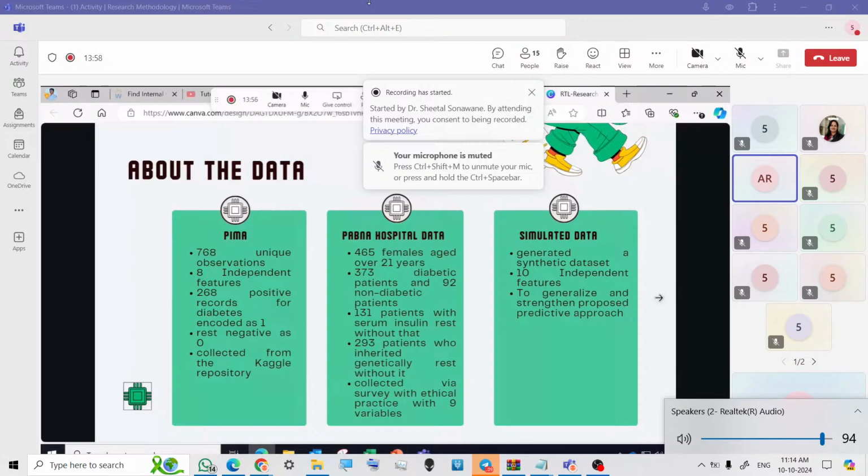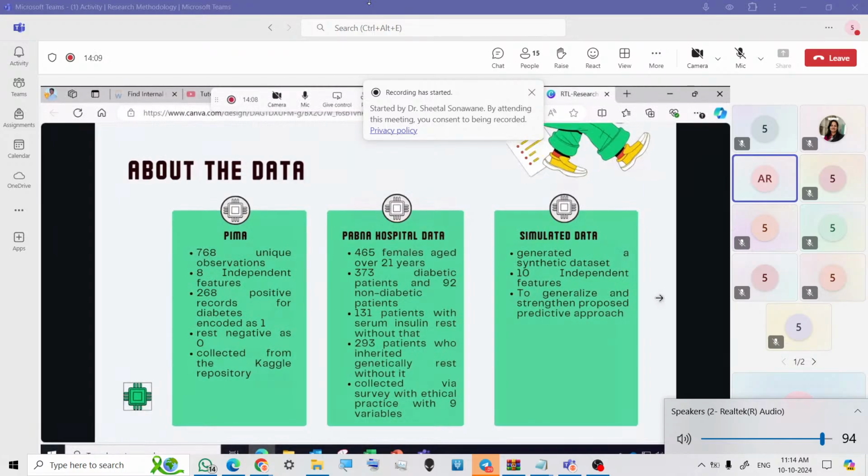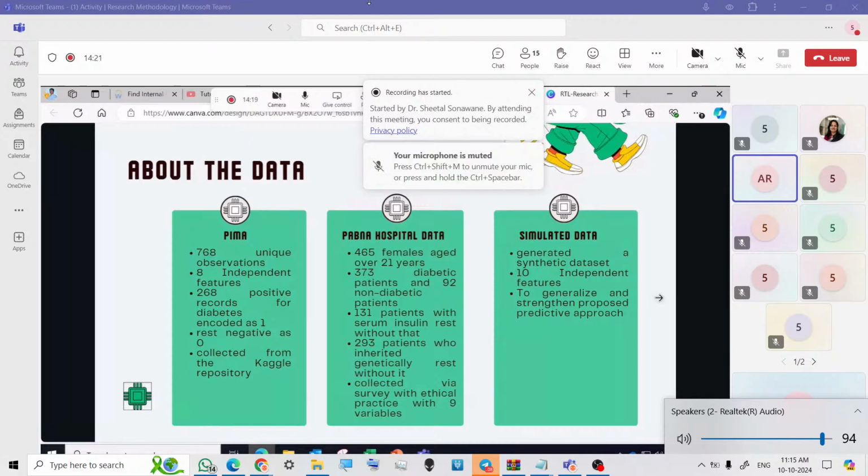And different characteristics were there with that, like 373 are diabetic, and, sorry, 92 were non-diabetic patients over there. And of course there were some patients, 131, who were taking insulin, and the rest weren't taking that. Also we are having genetically inherited diabetes, which was found in 293 patients over there. And also this data has 9 independent features.